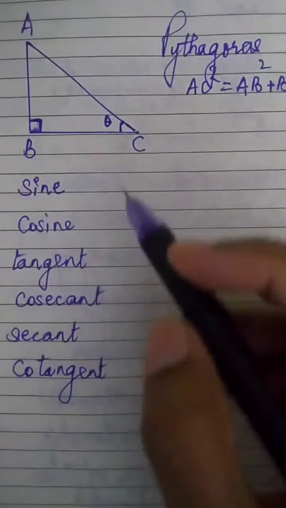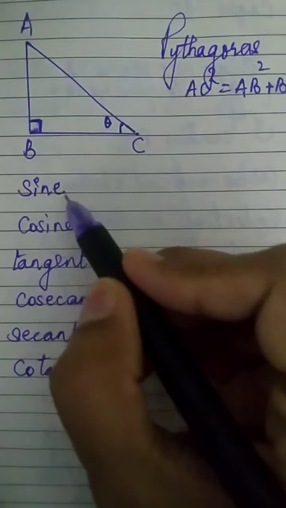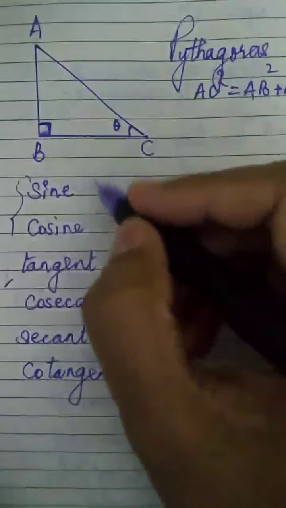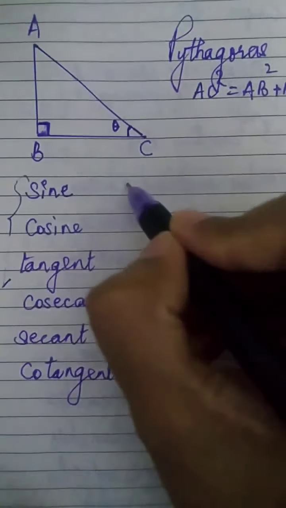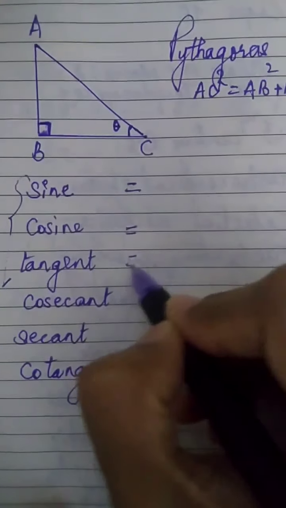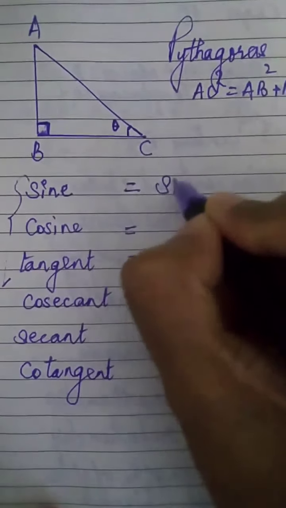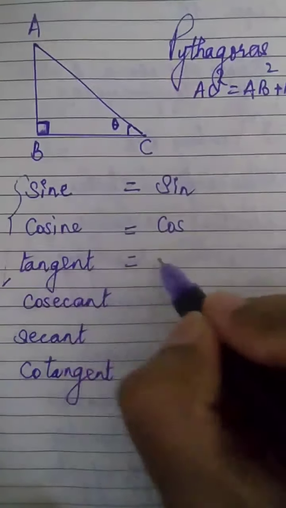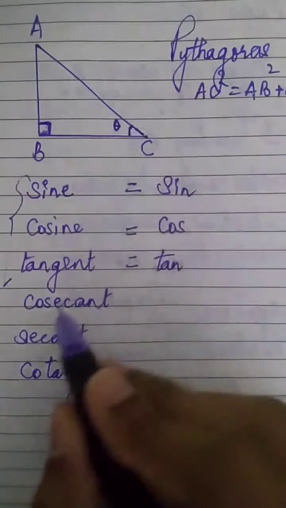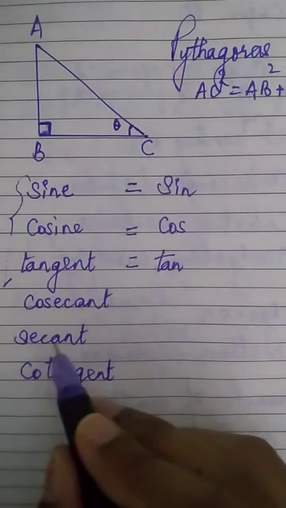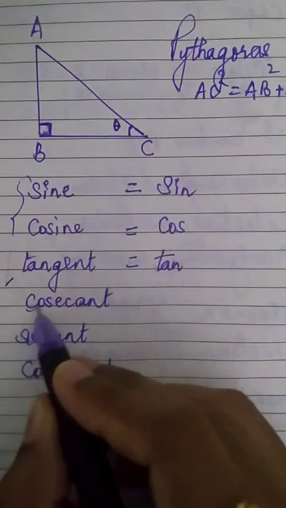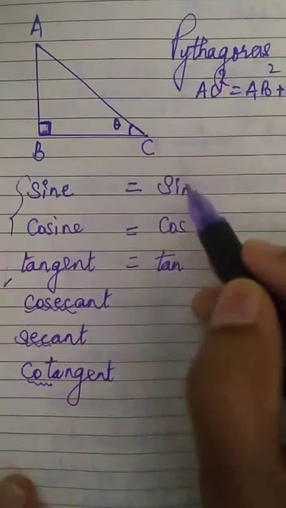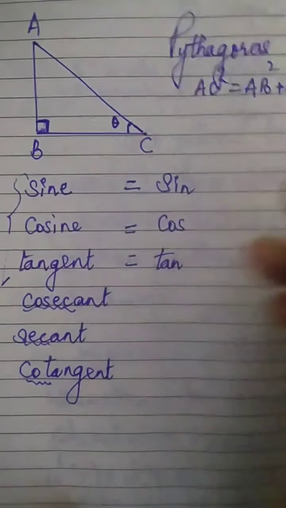Now out of this, we will be covering sine, cosine and tangent in 9th standard. In short, the short form of sine, cosine and tangent we will be writing as sin, cos and tan. For cosecant it is cosec, for secant it is sec, and for cotangent we will take only cot. For our 9th standard we have to learn these three ratios.